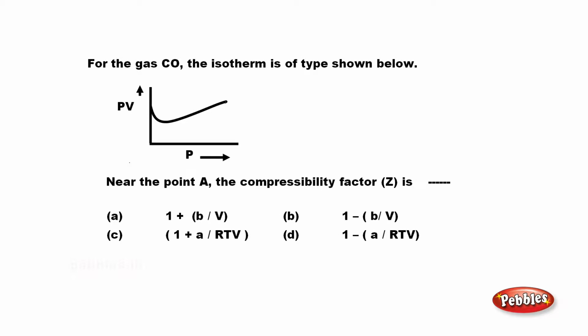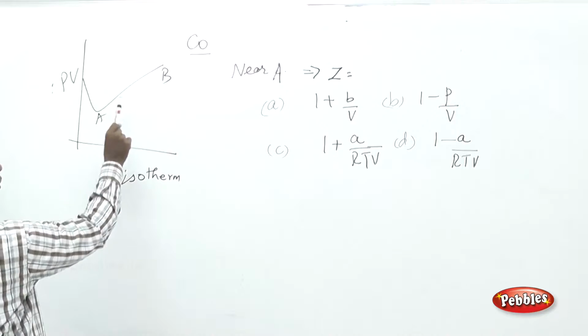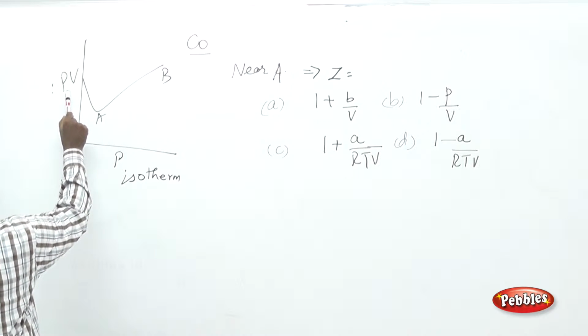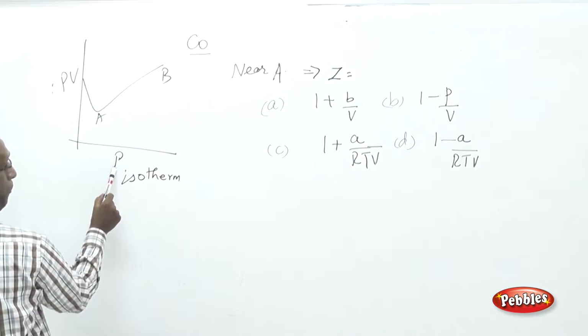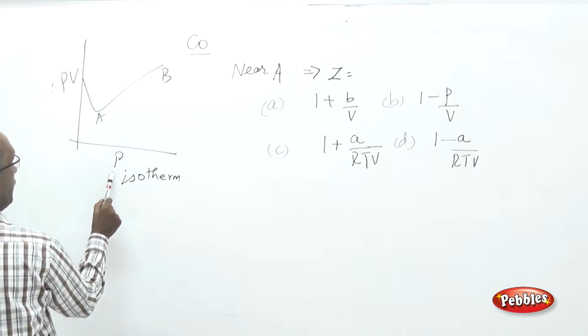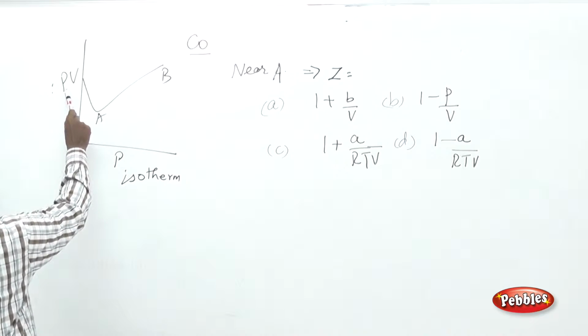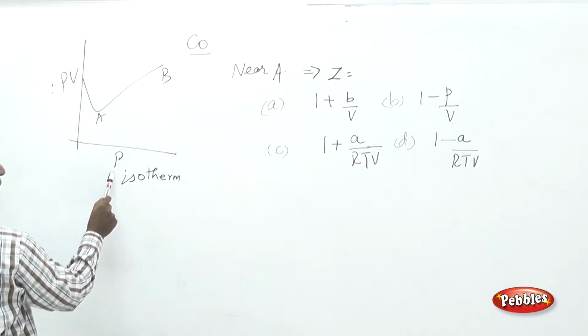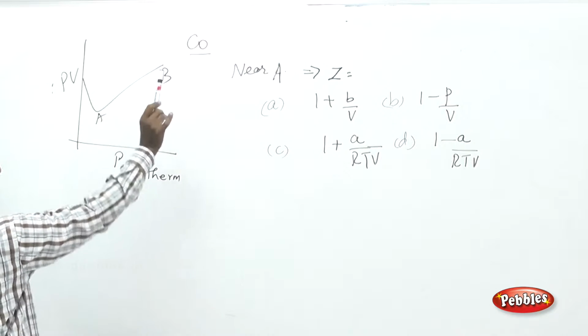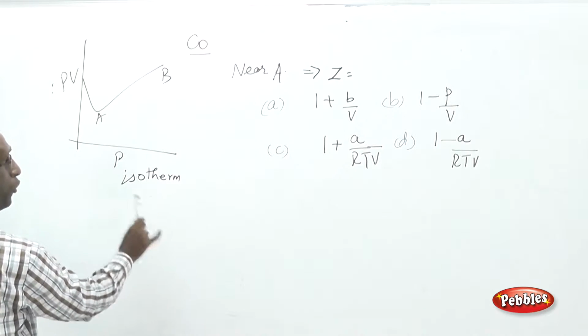Now this question reads as the isotherm. Isotherm means constant temperature plot. It is at constant temperature. What is the variation of PV product against P? X-axis is only pressure. Y-axis is the product of pressure and volume. So PV variation with pressure at a particular temperature is given. At a particular temperature means it is isotherm.